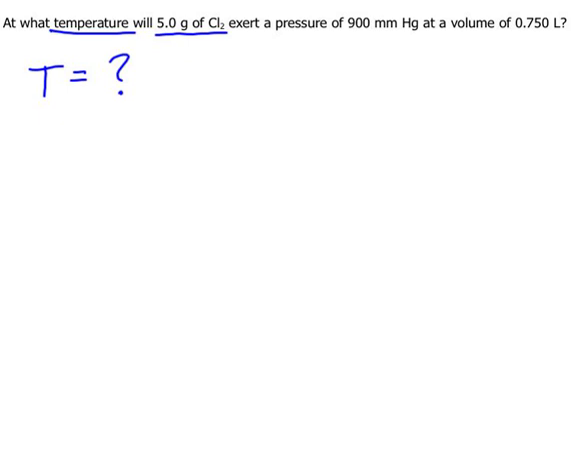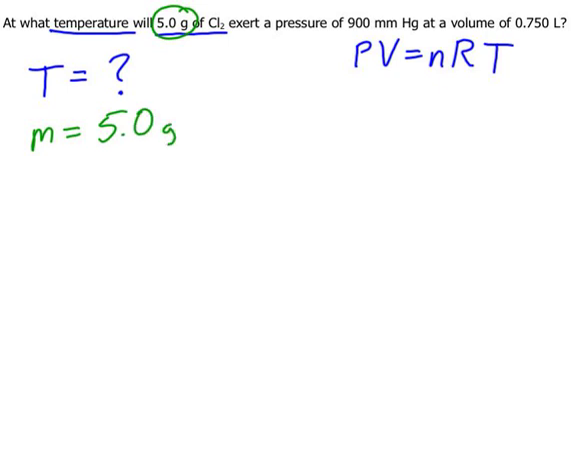So if we remember, the ideal gas law says PV equals nRT. And nowhere in the ideal gas law does it say anything about mass. So I'm going to write this down anyway as M, 5 grams, because that's the mass. But the key is I can't actually use this M as it is, because it's nowhere in my ideal gas law. So we'll come back to that in a moment.